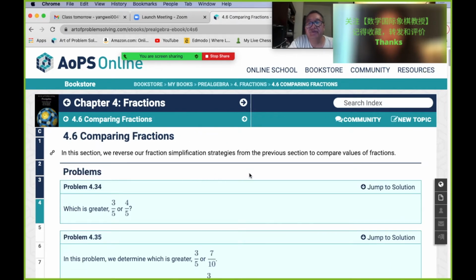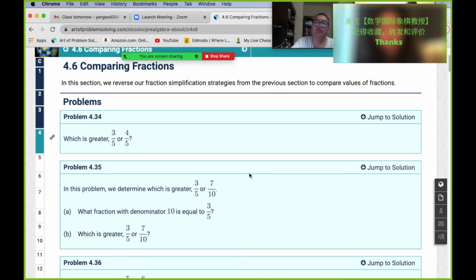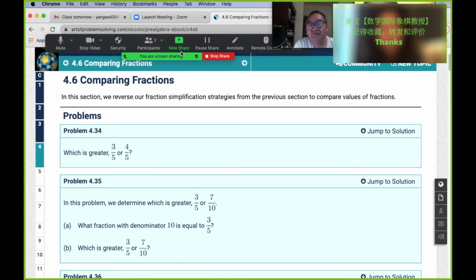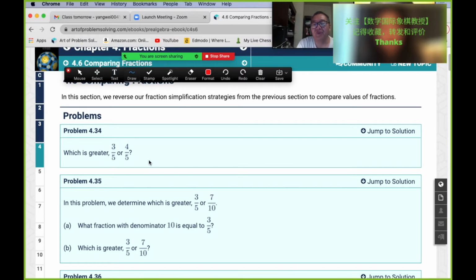She knows how to do the division of fractions and multiplication of fractions. Oh, okay. So, Arisha, now let's compare the fractions. Do you know how to compare these two fractions, 3 over 5 and 4 over 5? Maybe not. How to compare? That means which one's greater? 3 over 5 and 4 over 5.